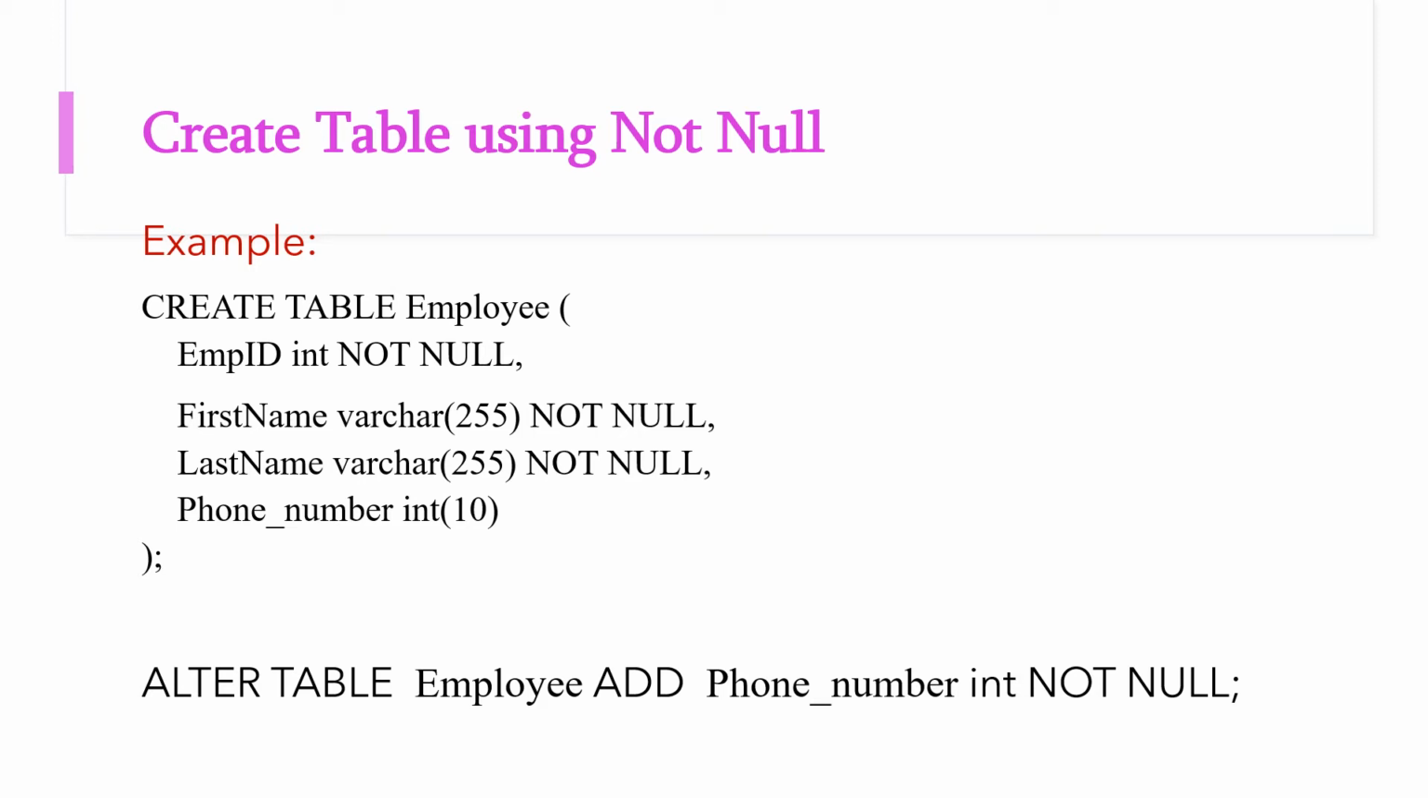Once I have created this table, I am going to alter the table and add a not null constraint for the phone number. So this is an example where I can add a not null constraint for the phone number. Alter table employee, add the column name, that is phone number, then the data type, and I am going to specify the constraint as not null.